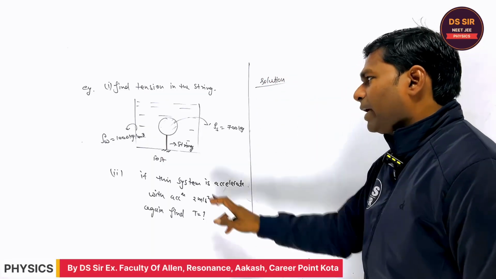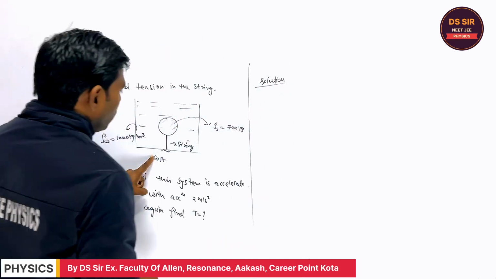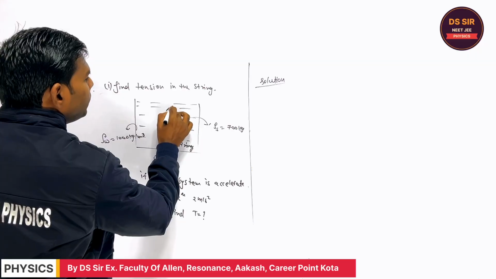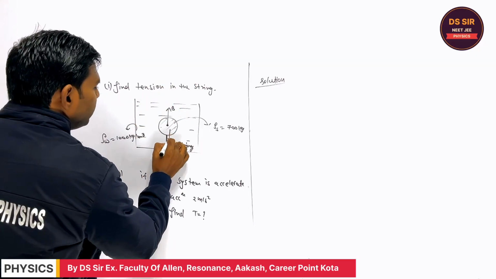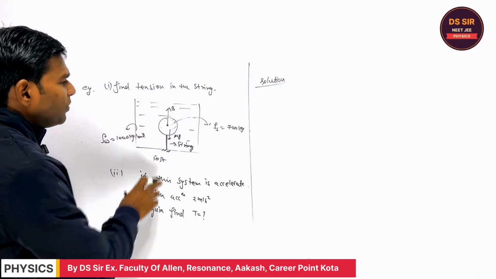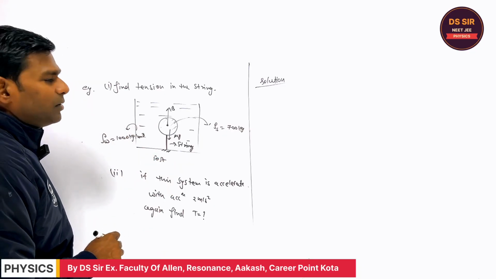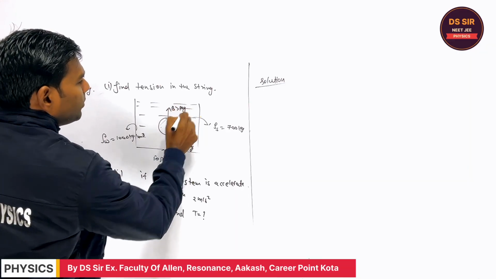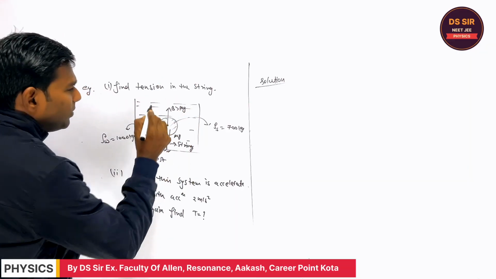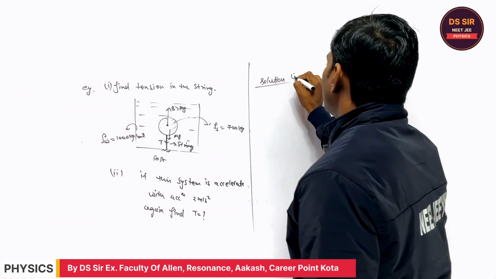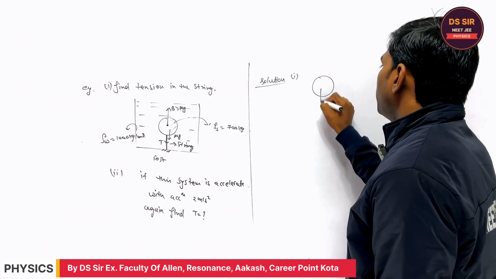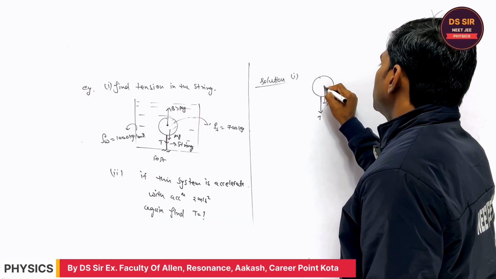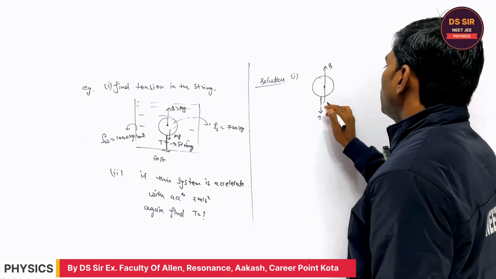When it is at rest, I am making the free body diagram here. How many forces will act upon this? The Buoyancy force will be acting upward and mg will be acting downward. Which force is greater, Buoyancy force or mg? The Buoyancy force is greater than mg, so it will move up, therefore the tension will be in this direction. In the free body diagram, the tension will be like this, the mg like this, and the Buoyancy force like this.